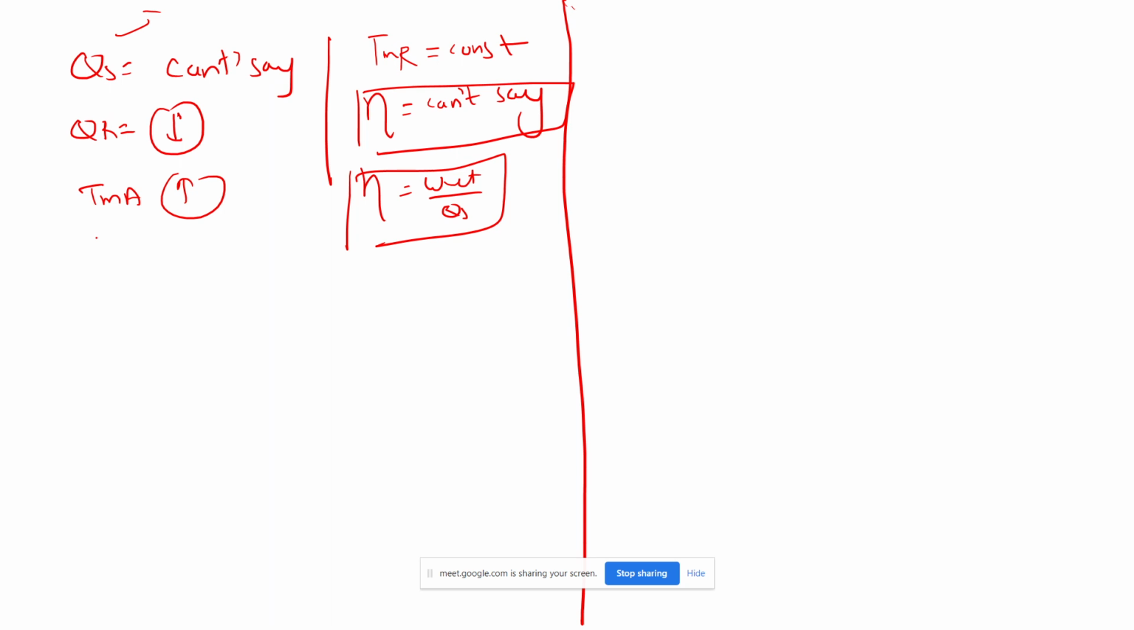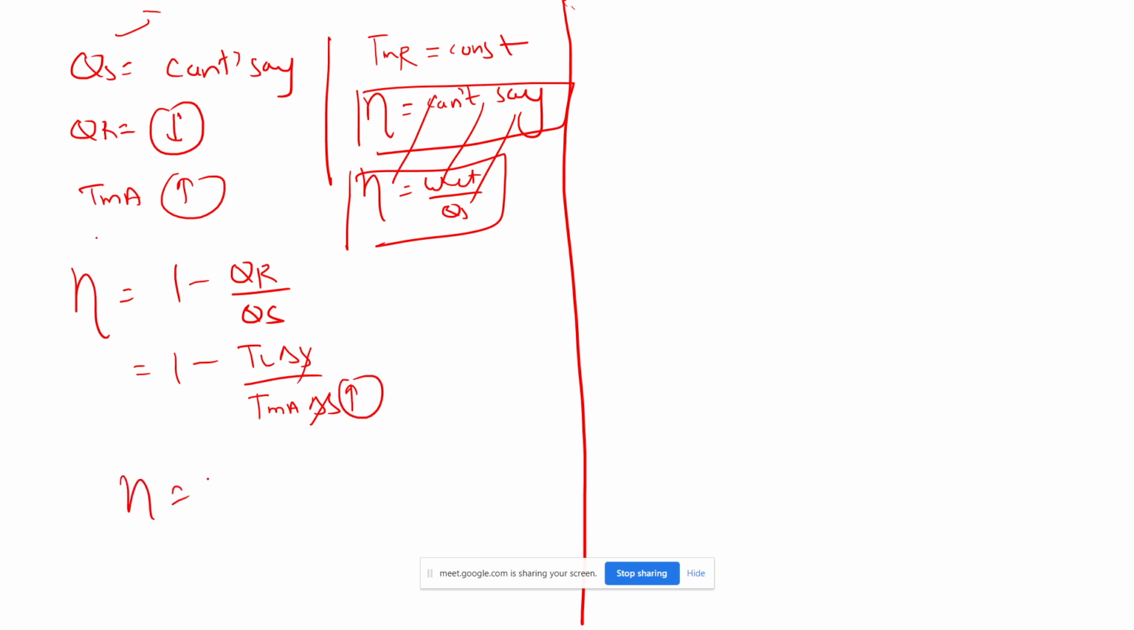But sir, the mean temperature of heat addition has been increased. And the efficiency will be 1 minus TL by T mean heat addition. Yeah, right, you're right. So efficiency will increase. Sorry, QR upon QS. T lower will be the same, del S and the mean temperature of heat addition del S. Del S will cancel each other, and because the mean temperature of heat addition is increasing, therefore efficiency will increase.